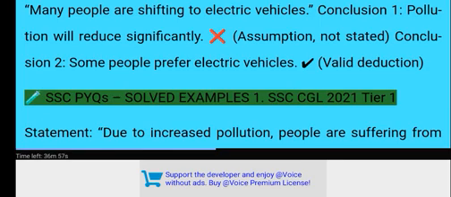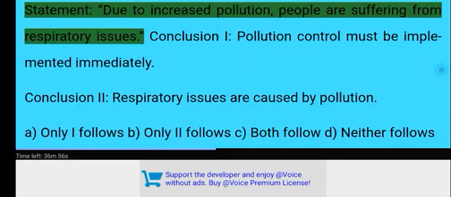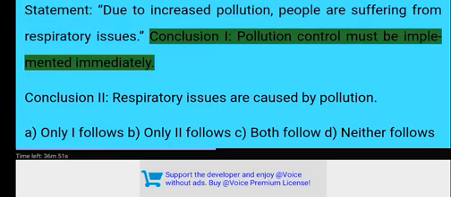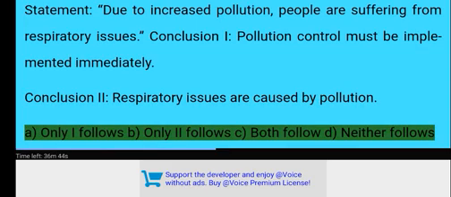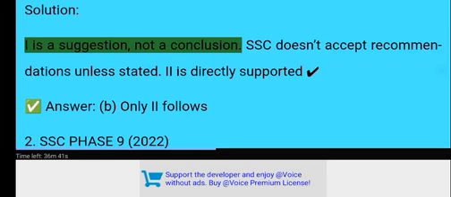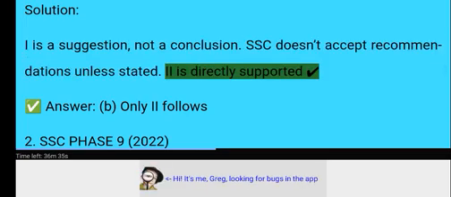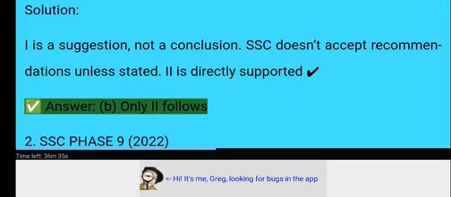Test 2, SSC PYQs. Solved examples. 1. SSC CGL 2021 Tier 1. Statement. Due to increased pollution, people are suffering from respiratory issues. Conclusion 1. Pollution control must be implemented immediately. Conclusion 2. Respiratory issues are caused by pollution. A. Only 1 follows. B. Only 2 follows. C. Both follow. D. Neither follows. Solution. 1 is a suggestion, not a conclusion. SSC doesn't accept recommendations unless stated. 2 is directly supported. Answer. B. Only 2 follows.